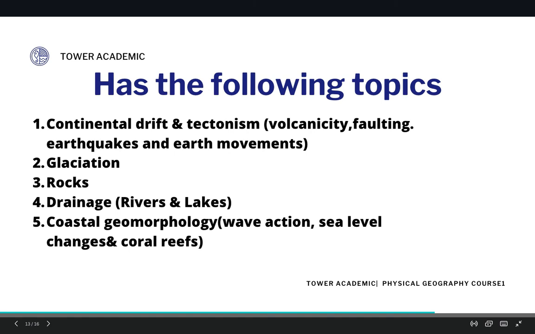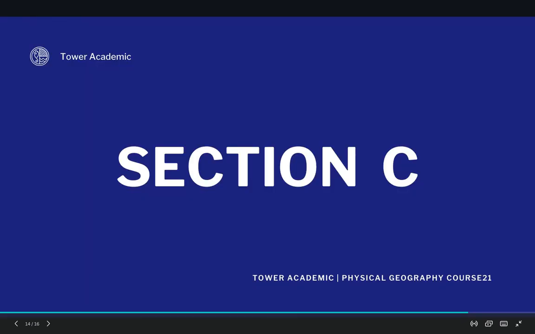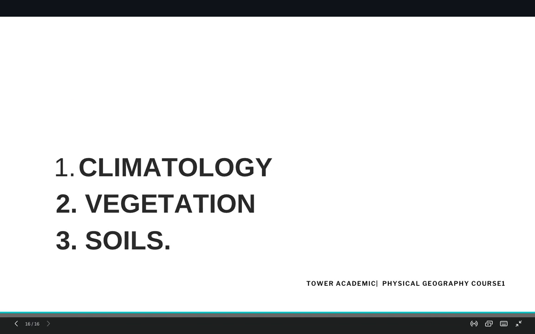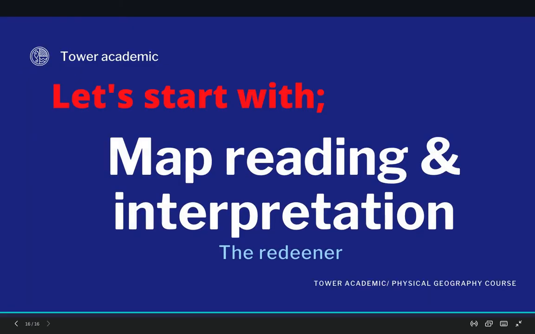Then as we go to section B, just like I said earlier, we're going to start by looking at the breakdown of section B, and then we shall look at those topics as we go along. Then section C, we shall also look at those topics as we put them down. Then after that, we shall get started.